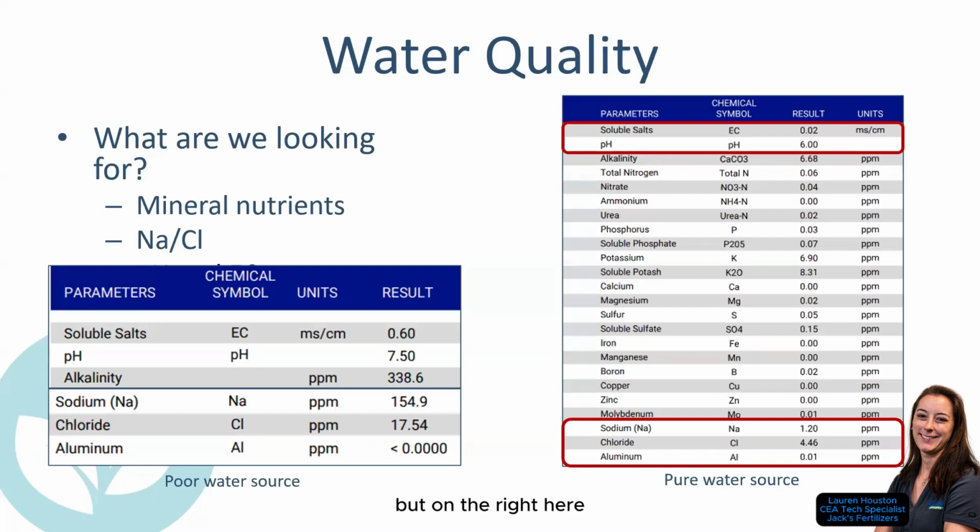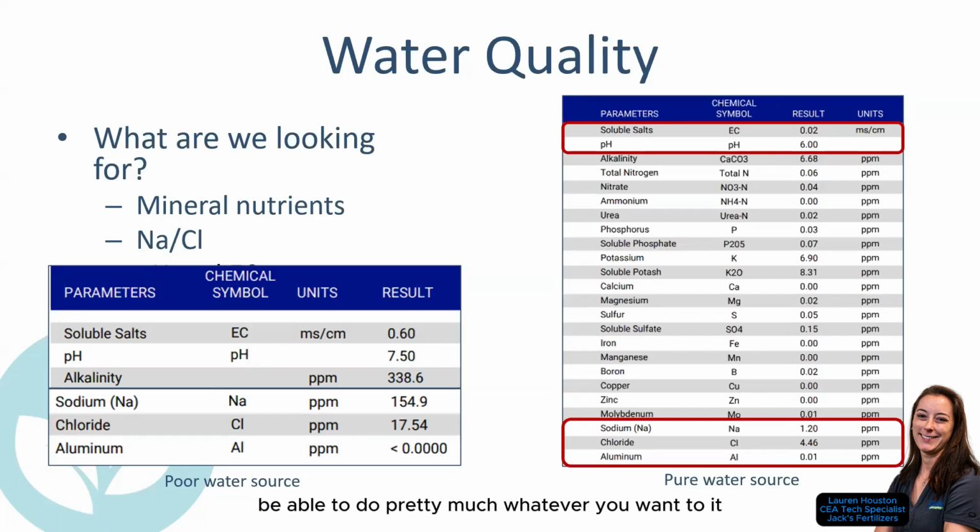But on the right here, we have an example of a pure water source. So this water source is starting at a pH of exactly 6, which is amazing. Incredibly low soluble salts, 0.02. And you'll see that the sodium and the chloride that were measured in this water source are both below 10 parts per million. It's practically non-existent. It's not going to cause any problems. But as we learned from the basic parameters slide, it also has a very low alkalinity. The alkalinity is only 6 parts per million. So this water source is a fantastic starting water source.